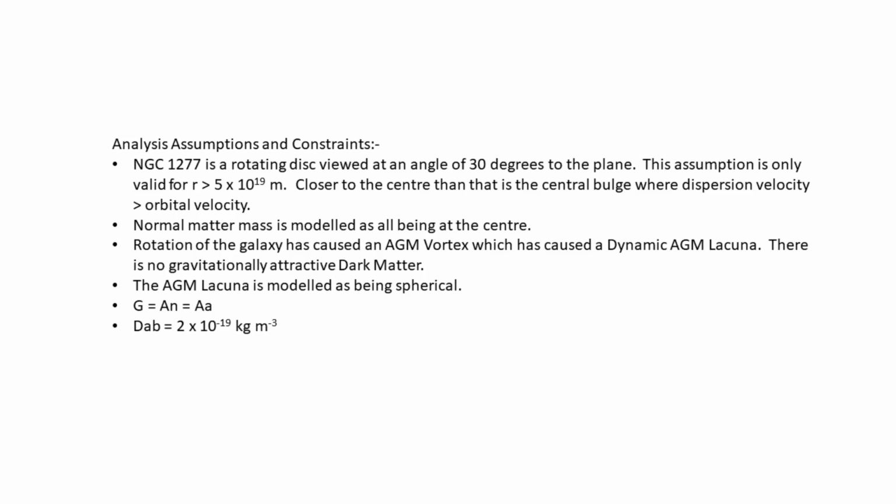NGC1277 is a rotating disk viewed at an angle. We're only going to use data where the radius is greater than 5 times 10 to the 19 metres. The normal matter content of the galaxy is modelled as being all at the centre because it almost all is. According to the AGM theory, rotation of the galaxy has caused an AGM vortex, which has caused a dynamic AGM lacuna. There is no gravitationally attractive dark matter. We're assuming that the AGM lacuna is spherically symmetrical, and that G equals AN equals AA, and DAB is 2 times 10 to the minus 19 kilograms per cubic metre.